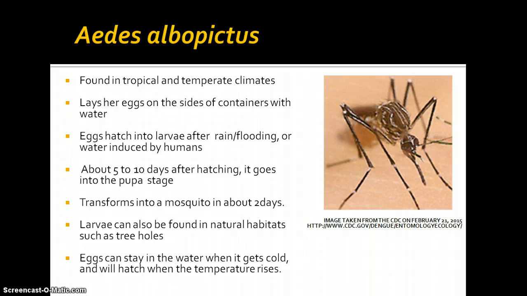Aedes albopictus is found in tropical and temperate climates. The females usually lay their eggs, again, similar to the other species, on sides of containers with water. The eggs hatch into larvae after a large rainfall or flooding or again induced by humans. In about 5 to 10 days after hatching, it goes into the pupa stage and it then transforms into a mosquito in about 2 days. The larvae can also be found in natural habitats such as tree holes, which is also an issue. The eggs can stay in the water when it gets cold and will hatch when the temperature rises again, which is why a lot of these mosquitoes can be found in many different types of climates, not just in tropical areas.